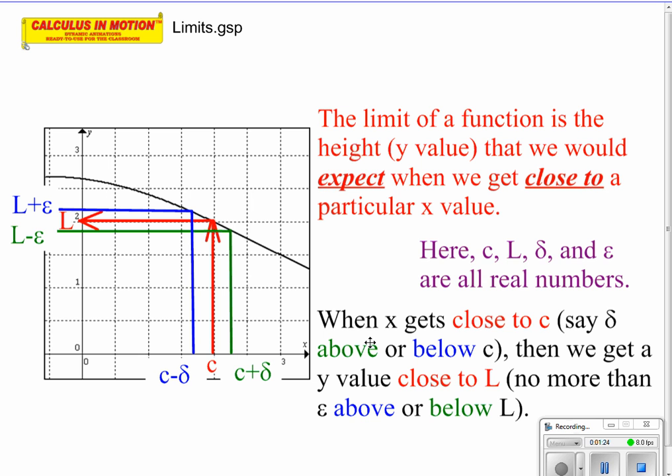Here, c, L, delta, and epsilon are all real numbers. When x gets close to c, say either delta above or below c, then we get a y value that's close to L, no more above it or below it. What I'm doing is tagging on the same distance, delta above and delta below. I subtract delta, I add delta, and it gives me this region centered around c. The same is true over here. I pick up an epsilon, I subtract an epsilon distance, and I get this band centered around L.